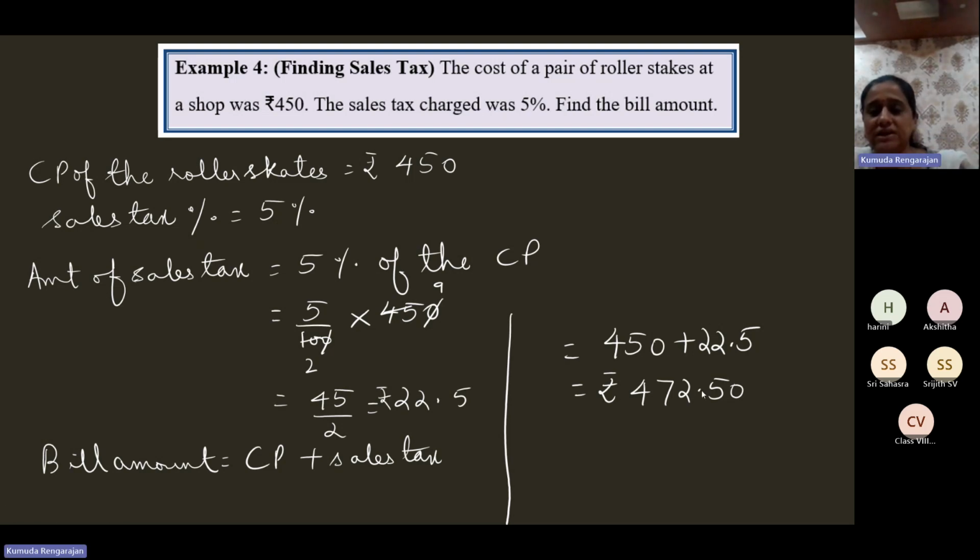So 5% sales tax you should find in rupees. What is given as a percentage you should find in rupees. And how do you find it in rupees? 5% of the cost price. 5% means 5 by 100, of is into, and the cost price is 450. So when you simplify that, you get the sales tax in rupees. Cost price plus the sales tax is the total bill amount.